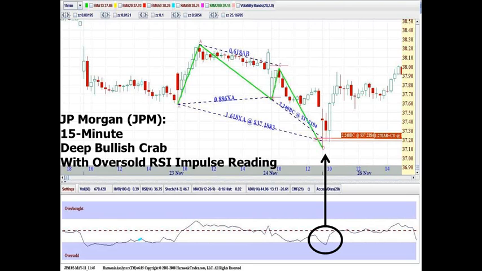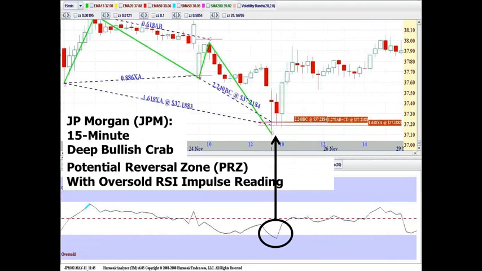Looking at this 15-minute chart of a deep bullish crab, we see that the pattern completed simultaneously with the oversold RSI impulse reading. Now, this is an excellent confirmation method because the RSI reading is telling you that the internal price action is changing. In this case, it's strengthening. In addition, in combination with the structural signal of the pattern, both of these complement each other extremely well. Reading the price action inside the potential reversal zone and monitoring the RSI reading gives us excellent means of validation of a profitable trade.